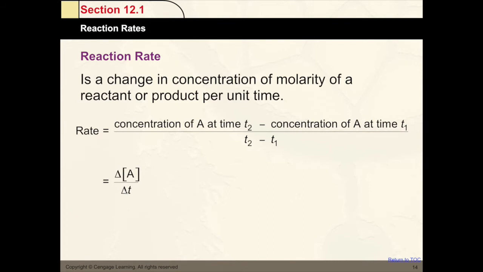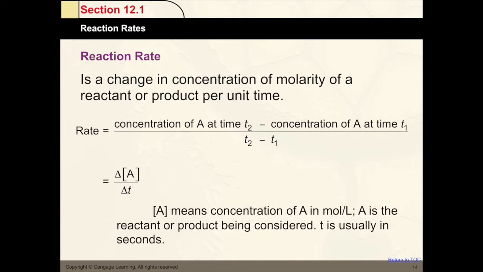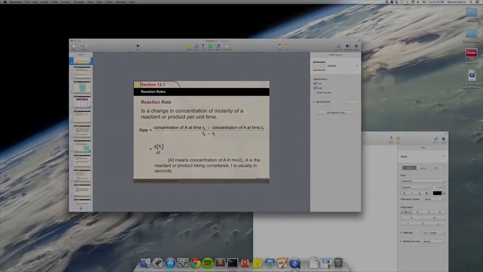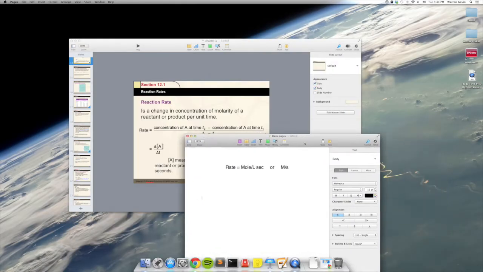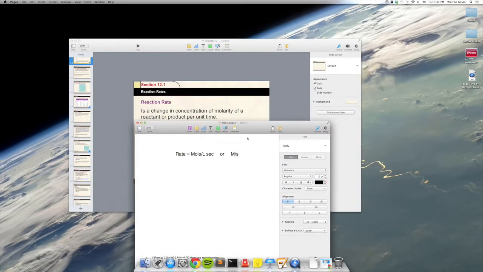And if you guys remember from last chapter, what is concentration measured in? It's molarity, so moles per liter. So A is the reactant or product that you're considering, and t is usually in seconds. So I'm just going to go back really quick and have you look at this, and you can see, so rate is moles per liter second, which that moles per liter, if you remember, is molarity. So simply written, it's molarity per second.